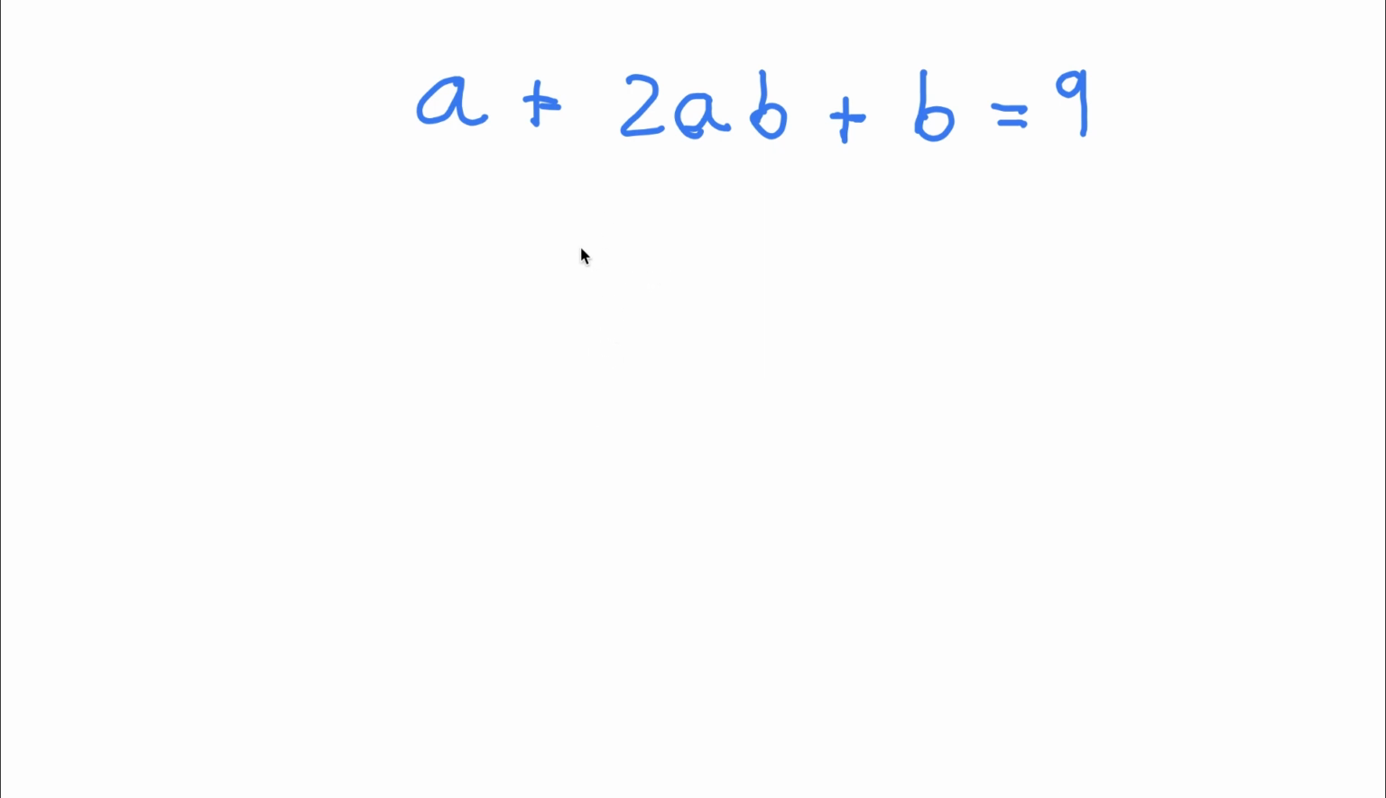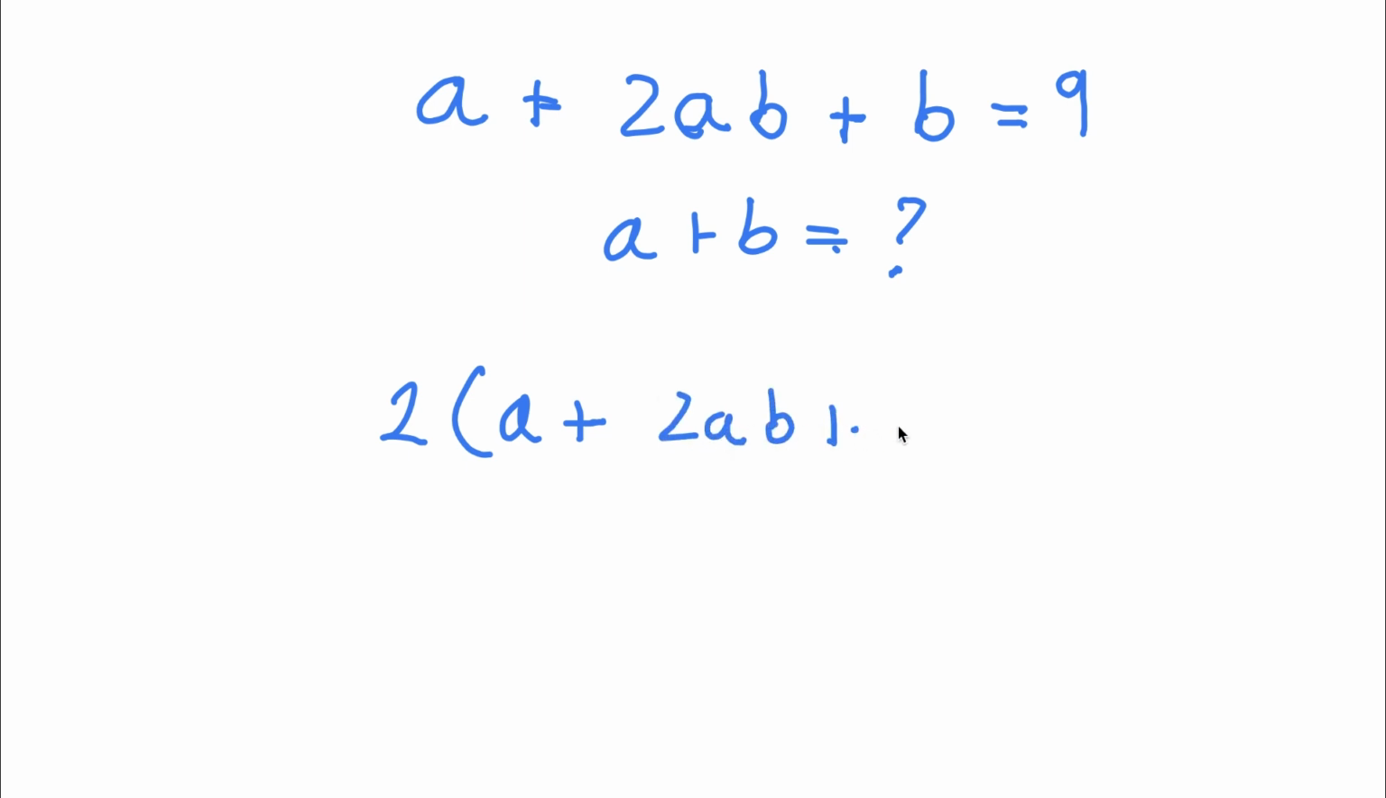Alright, so in this problem, I have a plus 2ab plus b equals 9, and I want to find the value of a plus b. To solve this problem, I'm going to first multiply both sides by 2. So now I have 2 times a plus 2ab plus b is equal to 9 times 2.